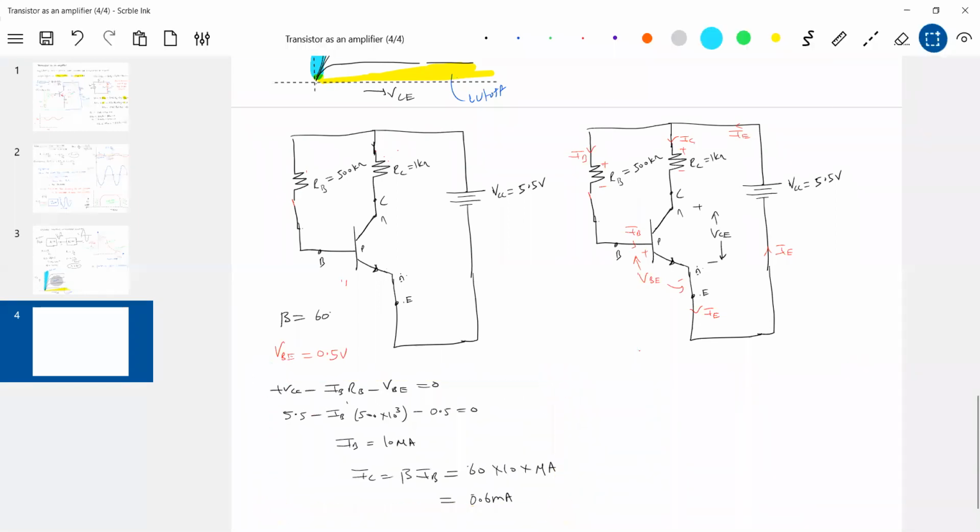Let me come from left to right. Now, what is VCC? This is 5.5. IC value 0.6 into 10 to the power of minus 3. RC is 1 kilo ohm, 1 into 10 to the power of 3. I think all of you are able to see this. 1K. So VC is how much? 4.9 volt.